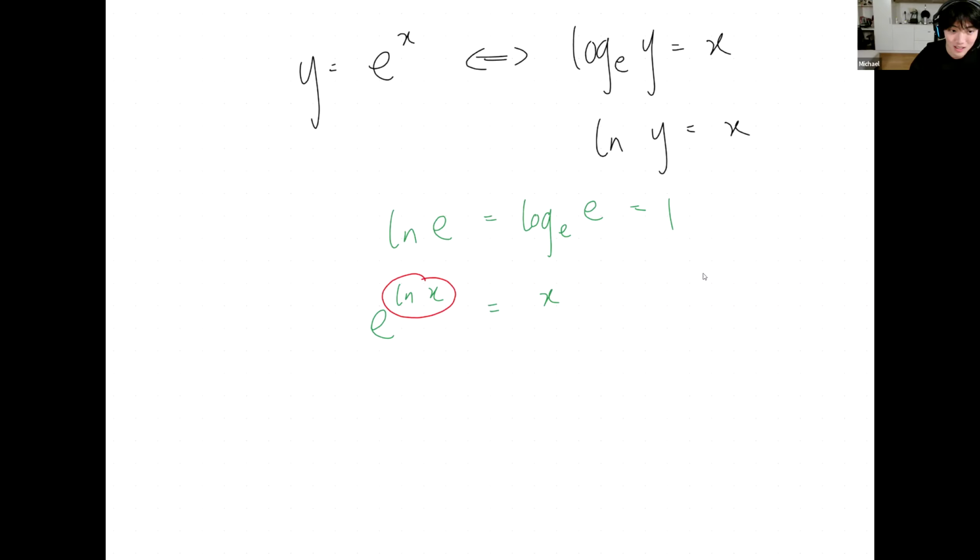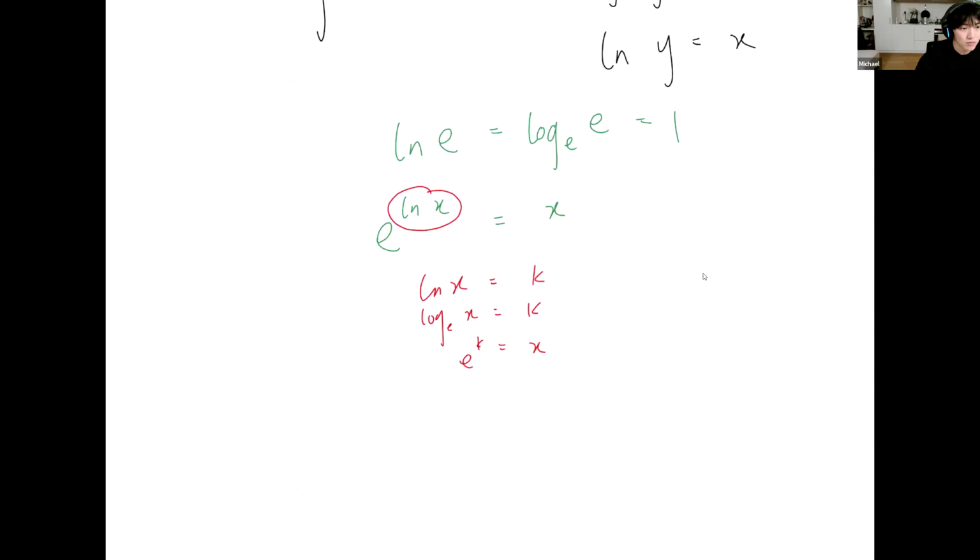I could do it in a more algebraic way. Let's say ln x is k. What does k mean? e to the power of k equals x, right? Or I could add one more step: log base e of x equals k, so e to the power of k equals x. Now we substitute it back. We are interested in e to the power of ln x, but we know ln x equals k, so e to the power of k. But we proved e to the power of k equals x. So this equals x.